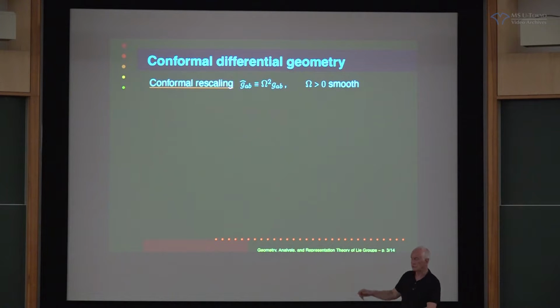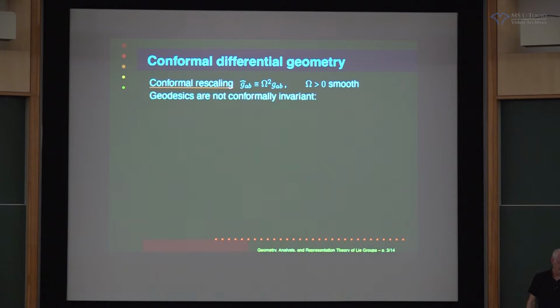And of course, the thing that you can do with this new metric, which is exactly the same as what you do with the old metric, is measure angles. Right? So you've got a couple of vectors. The normal formula for the cosine of the angle between them doesn't depend on the metric, only the metric up to scale. And you can freely change this scale from point to point. So conformal differential geometry is concerned with the geometry that you get when you allow Riemannian metrics to change in this way. And geodesics are not conformally invariant.